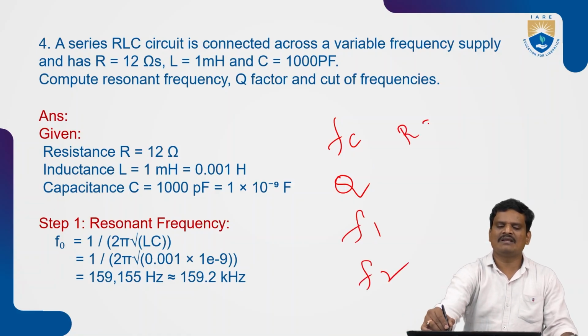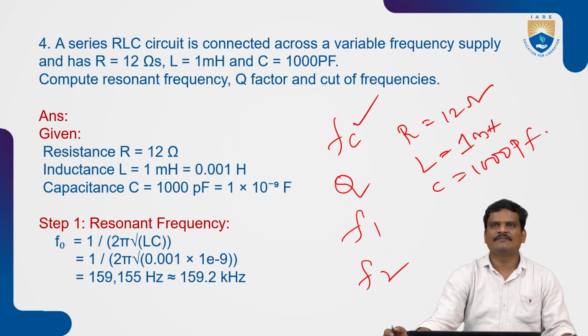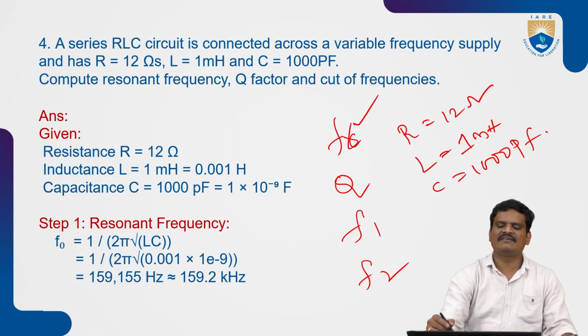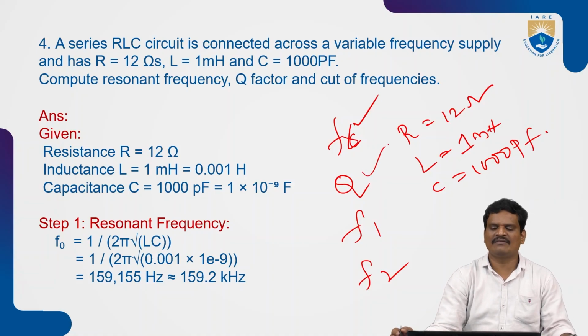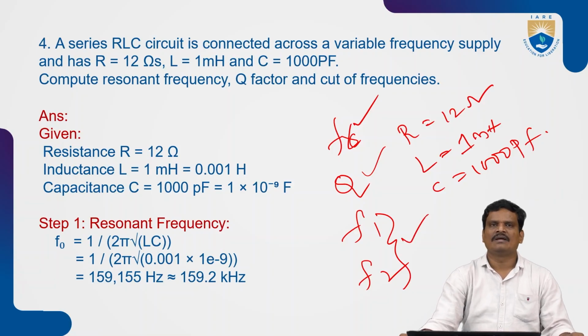By taking the values of R, L and C as 12 ohms, 1 millihenry, and 1000 picofarads, you need to calculate the value of FR, that is resonant frequency. You need to calculate the value of quality factor, that is Q. You need to calculate the cutoff frequencies F1 and F2.